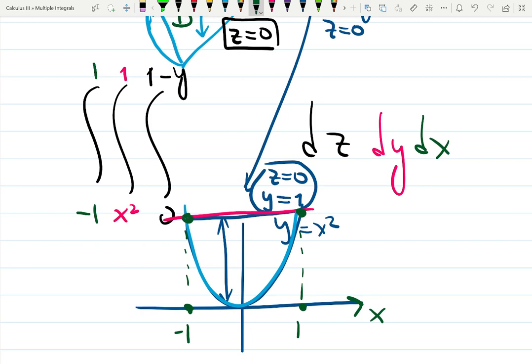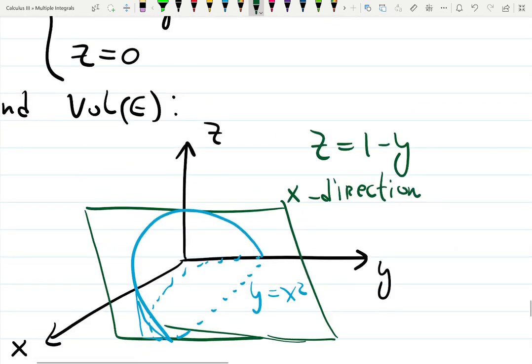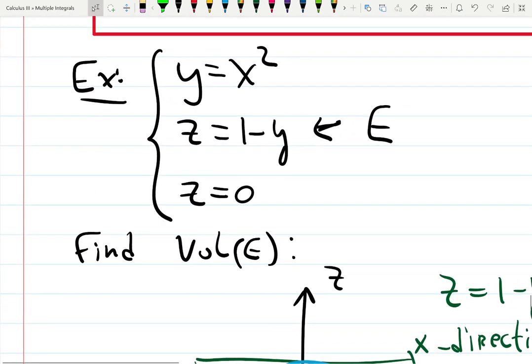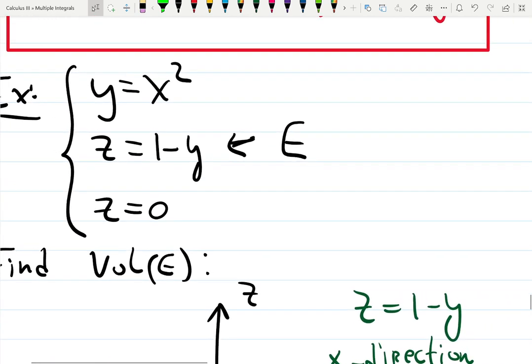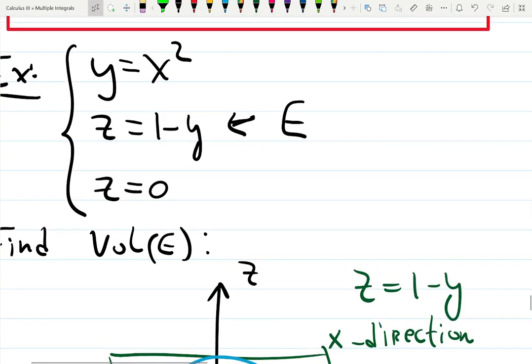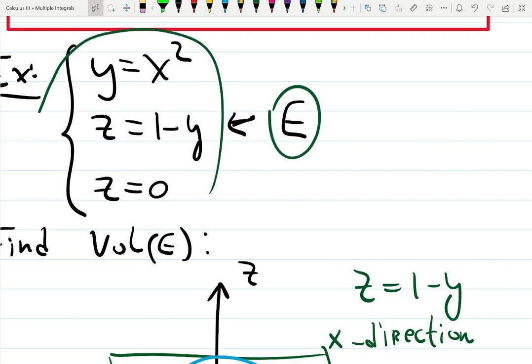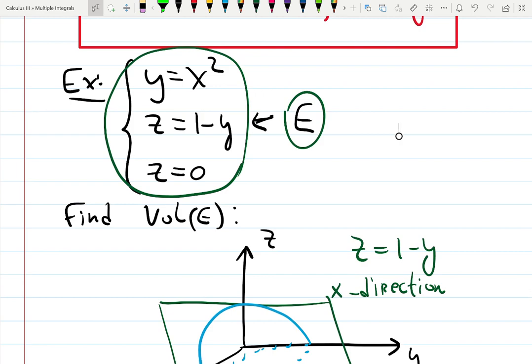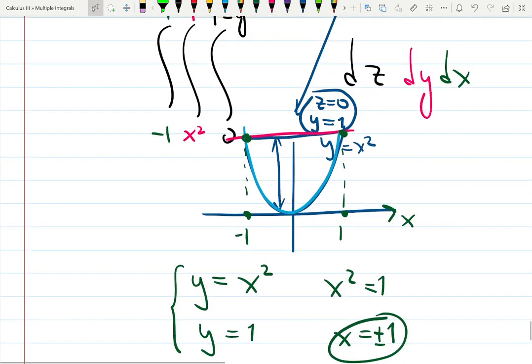What is going inside of the integral? 1. How do you know? Because that's a formula. It's not only because it's a formula, nothing was given. There was no density given. There's no function given in 3D. They just said, you know what? There is an enclosed 3D object, E, enclosed by these curves. Find the volume. Volume of what? Well, actually, 1. So we're going to put inside 1. And that will give us very easy, fast integration.